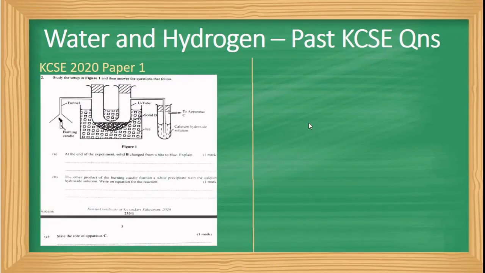Then KCSE 2020 paper 1, there was the same question on burning of a candle as a hydrocarbon to produce both water and carbon(IV) oxide. So with that, we come to the end of this topic. I believe we have summarized it and made it simple, and now it is so easy for you, my students, to be able to tackle any issue that comes in KCSE or any other exam from this topic.